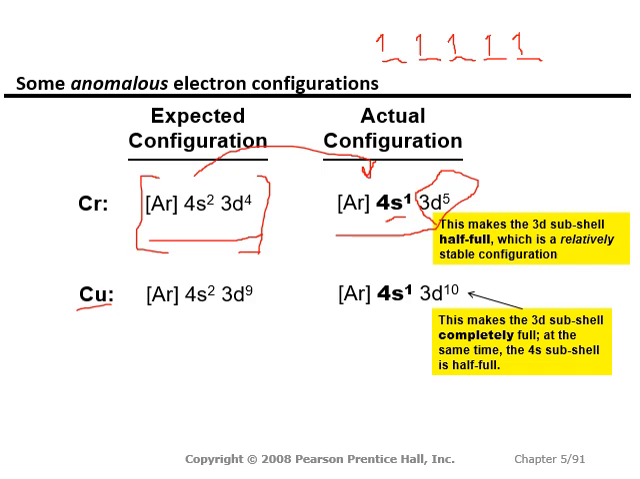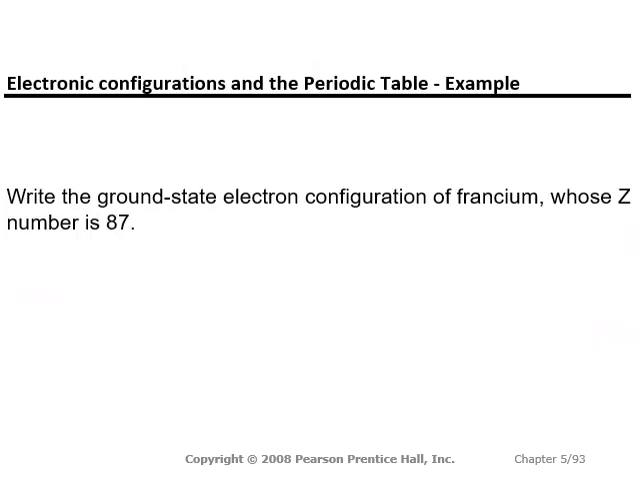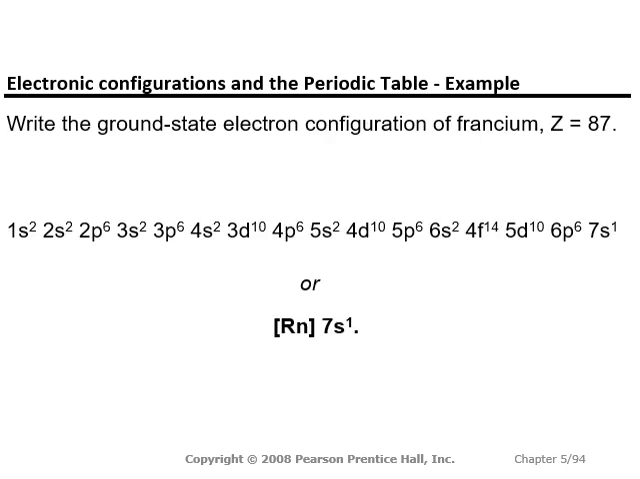Okay, next slide. So here's our chart again, next slide. Write the ground state configuration for francium. I would go back to that chart if I could, but I can't. So let's go to the next slide. If you have your chart, or if you can get to a chart, just look francium up. It's in the first column or group, all the way at the bottom. The atomic number is 87.